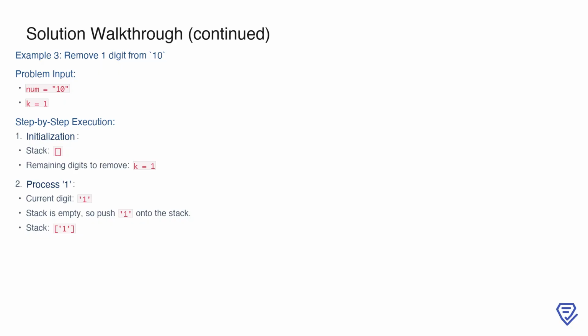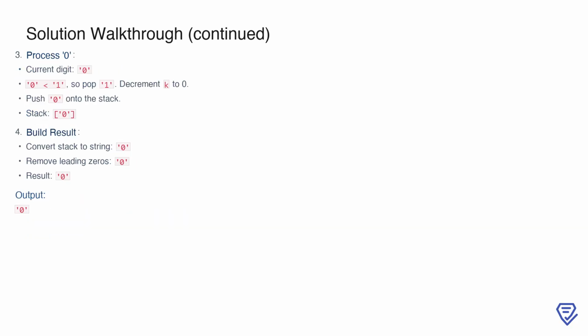Since the stack is empty, we push 1 onto it. The stack now contains 1, and k remains 1. For the next digit, 0, we observe that it is less than 1, the top of the stack. To minimize the result, we pop 1 from the stack and decrement k to 0. We then push 0 onto the stack, leaving 0.